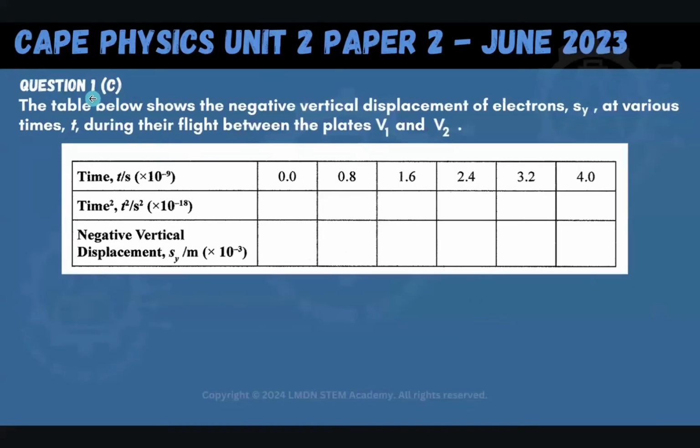We're at question C now, part C. The table below shows the negative vertical displacement of electrons, SY, at various times during their flight between the plates V1 and V2.